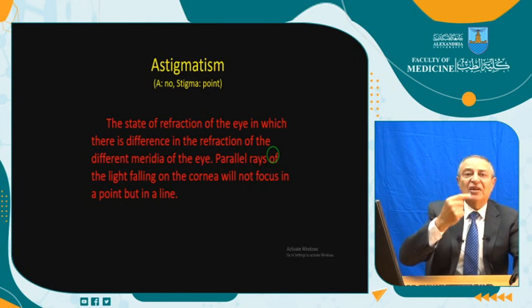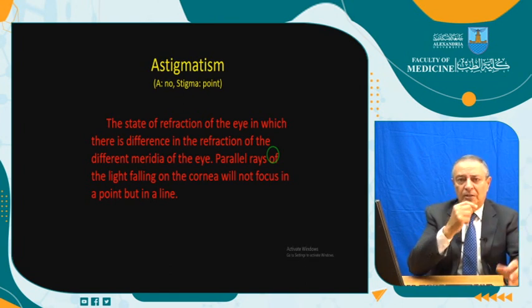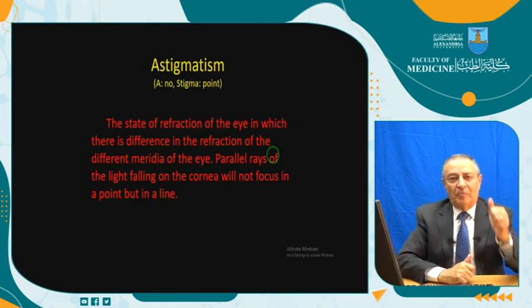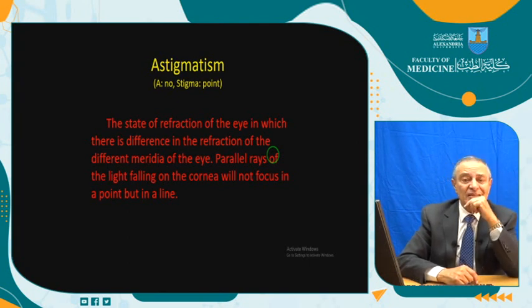If the cornea is spherical, meaning the curvature from up to down is equal, like a ball, there will be one point of focus on the retina. This is the issue of myopia, hypermetropia, and emmetropia: one point on the retina. So what is astigmatism? Mainly it is due to the cornea.